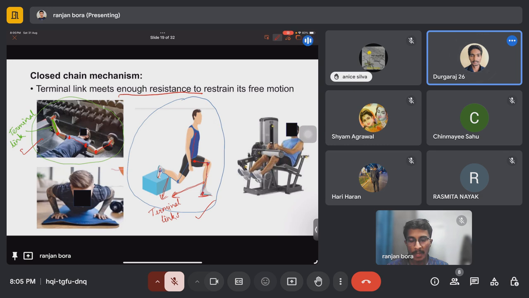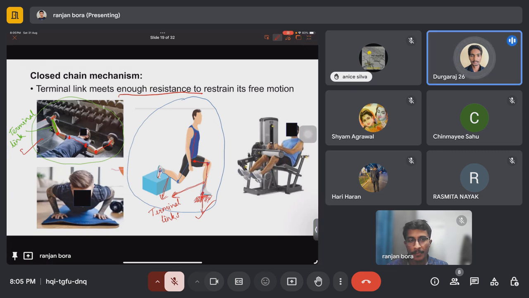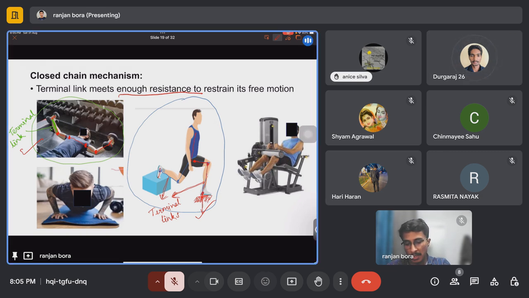Constraint. Yes, these are constrained by the ground. This acts as a fixed connection, because you can't go beyond this point, right? Beyond this point you can't go this side. So these are constrained. So this is the example of which mechanism? Closed chain. Yes, it is a closed chain.